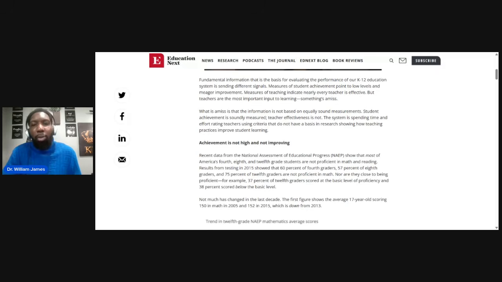How is it that almost everybody is effective, and teachers are the most important part of this, but the majority of students aren't effective? They're not passing or showing improvement. The same percentage of teachers that we're saying are effective, we should get those same results. So it says achievement is not high and not improving.